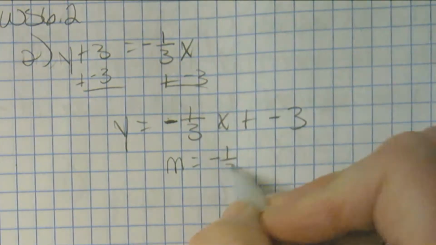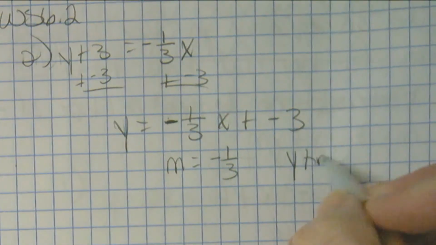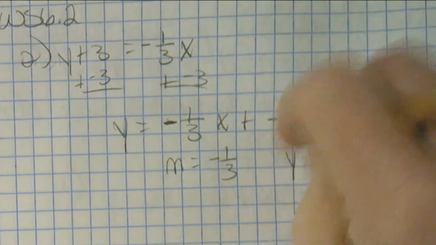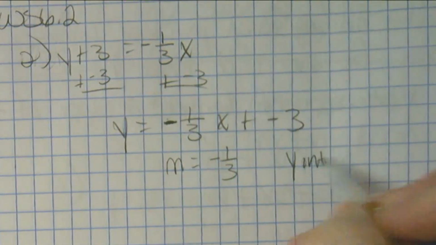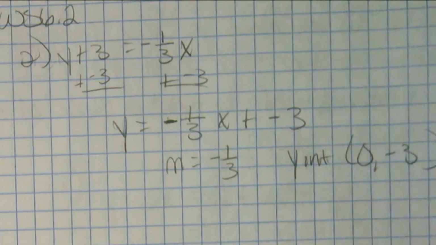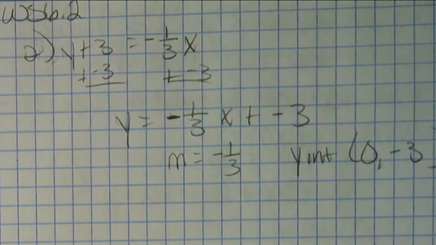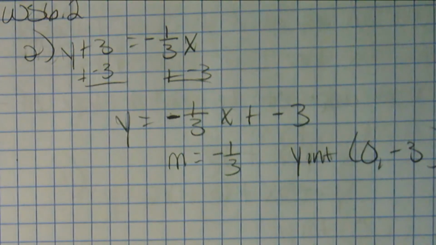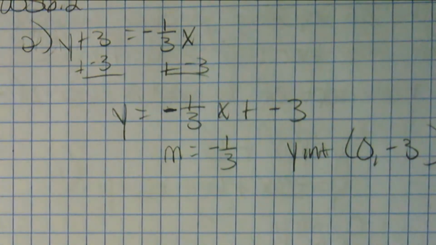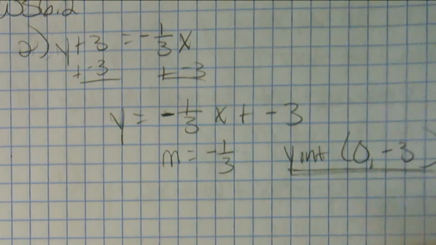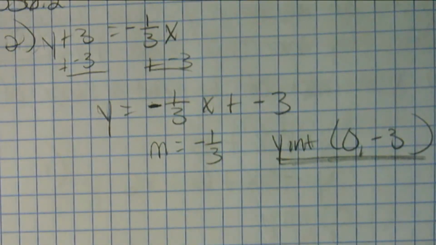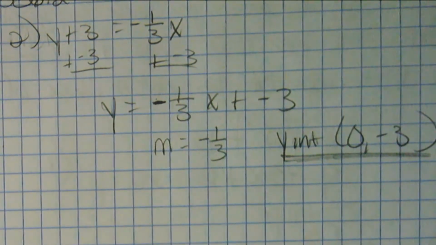Negative 1/3. All right, Sam, what's my y-intercept? Yes, 0, negative 3. Please make sure that you're writing those y-intercepts as a coordinate point. Everyone look at your paper right now and see, did I write that as a coordinate point for my y-intercept? All right, because you have to.